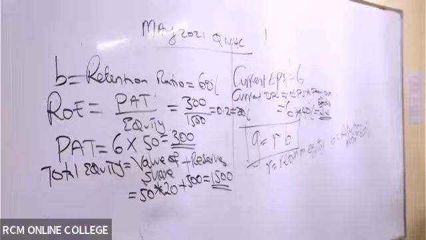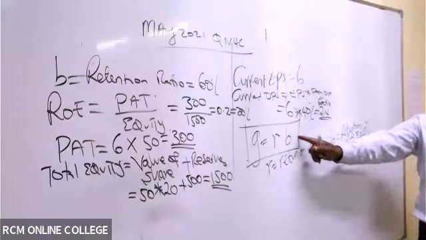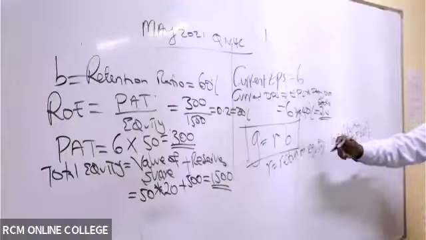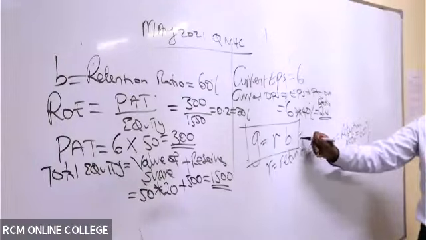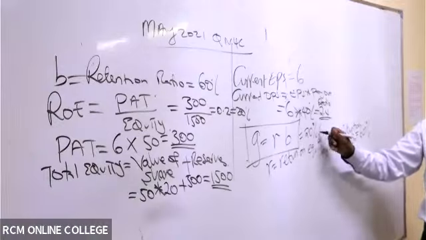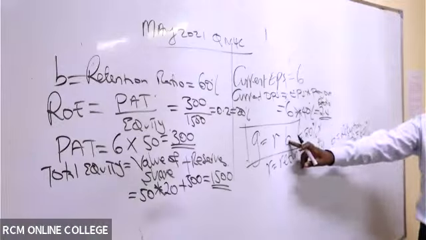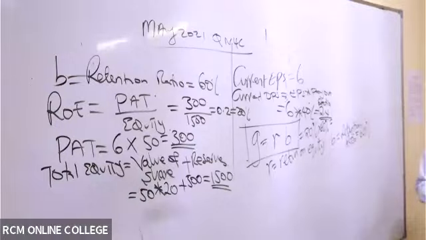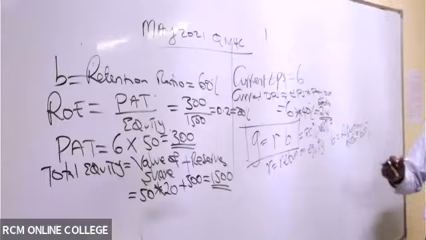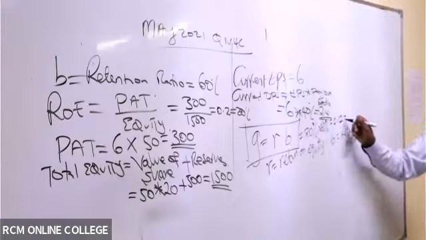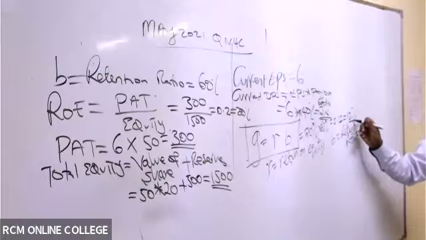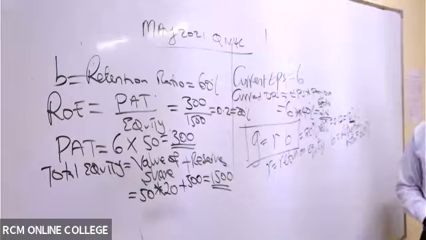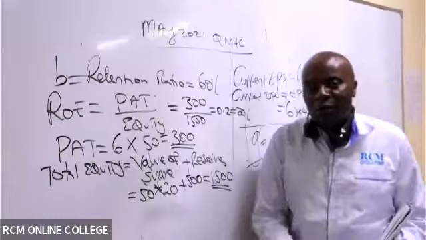I can see so many students who are just relaxed, thinking that we have finished the question. Because we are doing all this to be able to get what here? The growth rate. So now we have the return on equity, which is 20%, and we have this retention ratio, 60%. So 20% times 60% now will end up giving me 0.12, which is 12%.